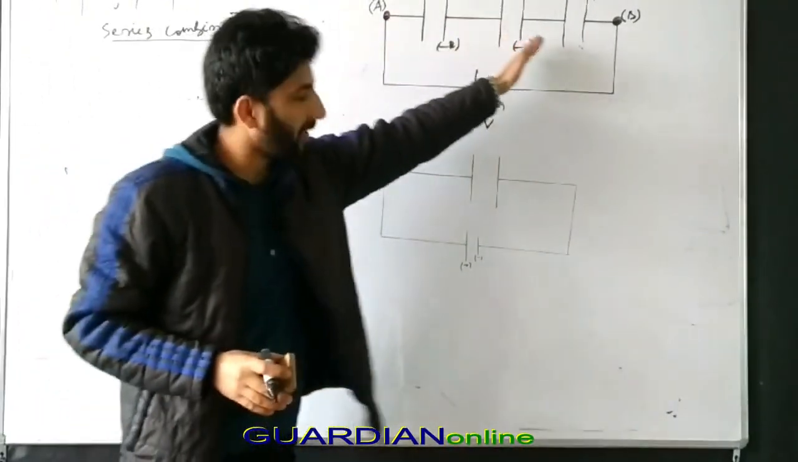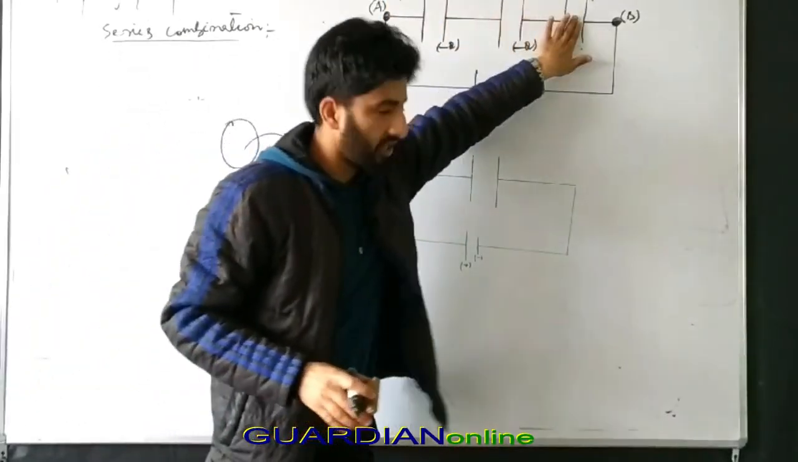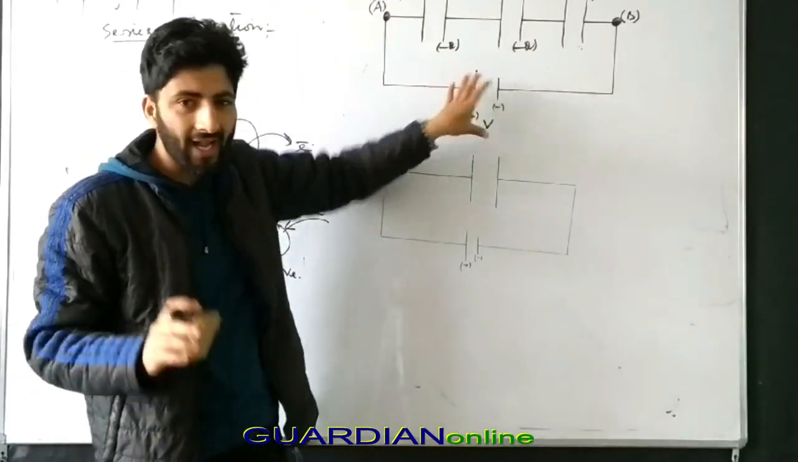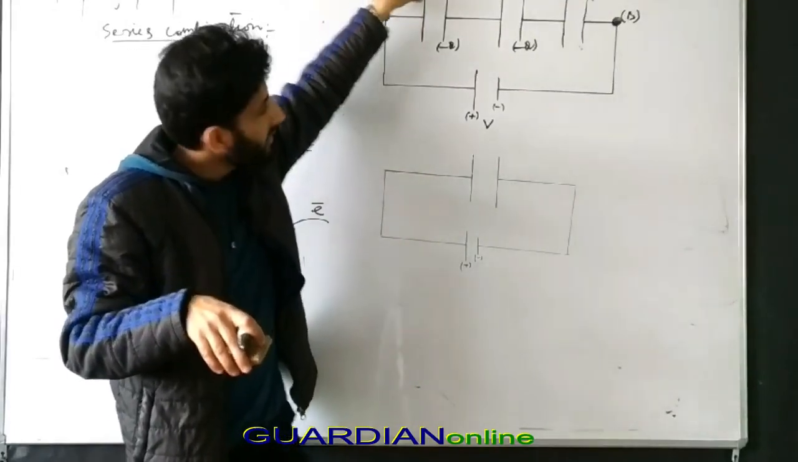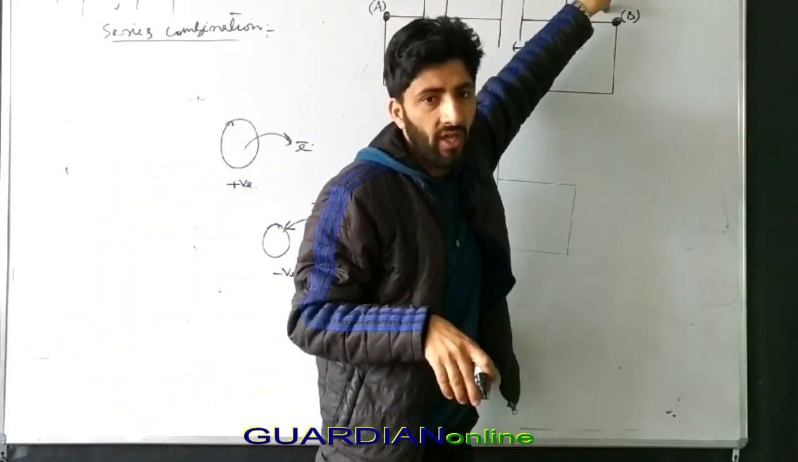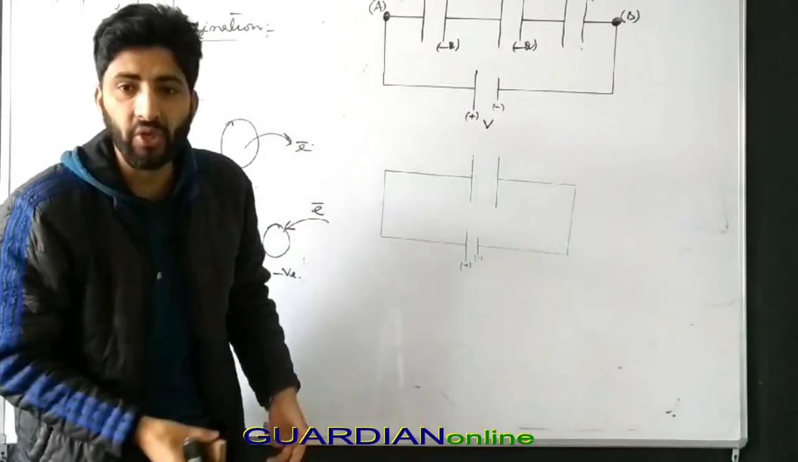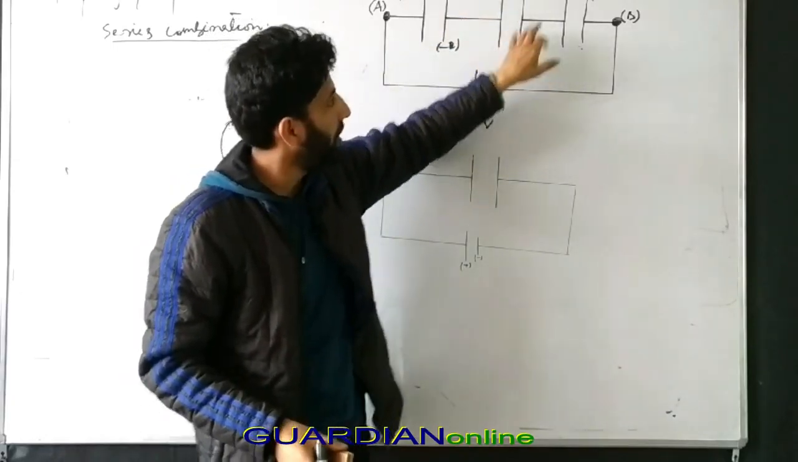As the general combination, we have capacitors C1, C2, C3, with different capacitances. Now, the battery sits across the end capacitors; it must generate positive Q on one end and negative Q on the other. And inside, our combination must create induced charge: minus Q, plus Q, minus Q, plus Q.